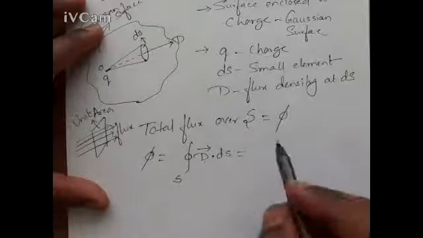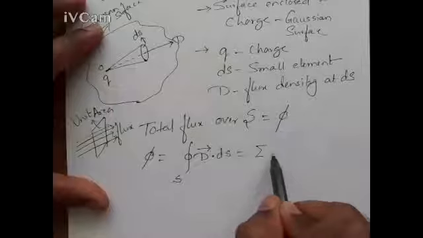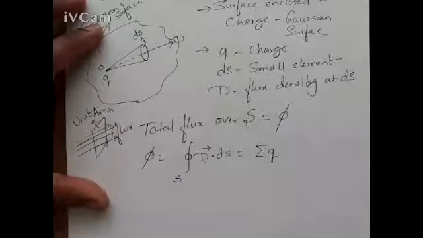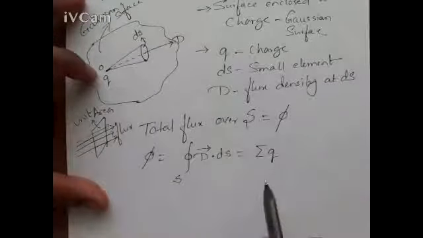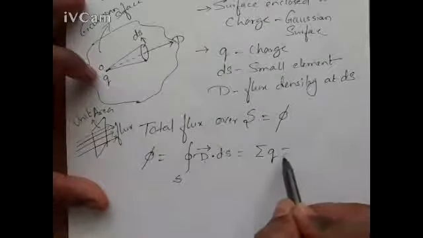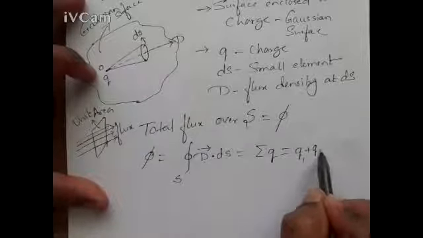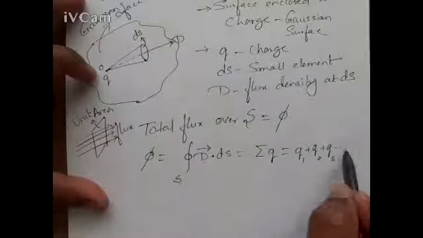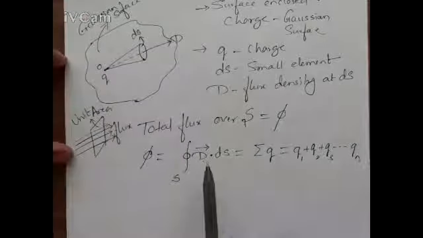is equal to the charge enclosed in that. A single charge q we have considered. That means how many charges are there? The total number of charges, the sum of the charges: q1, q2, q3 and so on, till qn. So this is called the Gauss law in electrostatics.